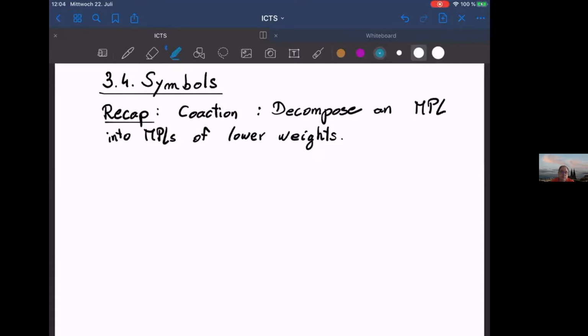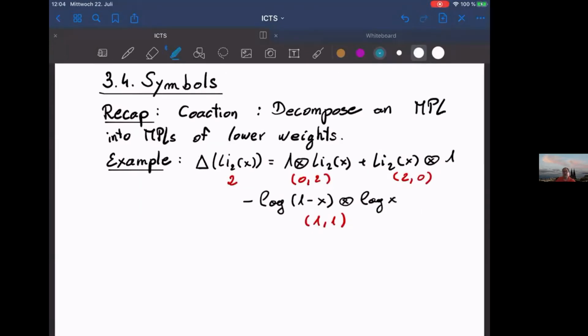So to recap, remember that the coaction allows you to decompose a polylog into polylogs of lower weight. So you may, for example, take the dilogarithm, which has weight 2, and decompose it into 3 terms. The first term has weight 0 in the first slot, weight 2 in the second. The second has weight 2 in the first slot, weight 0 in the second. And the third term has weight 1 in each slot.